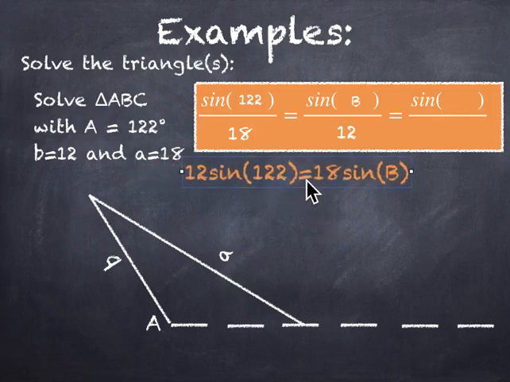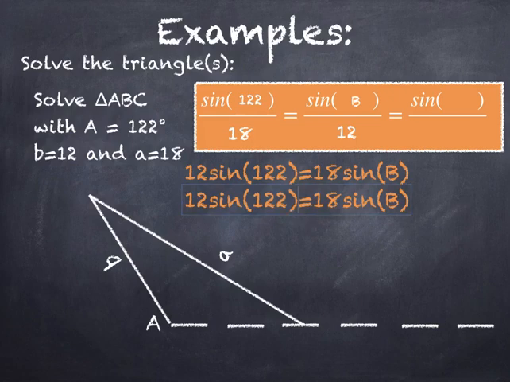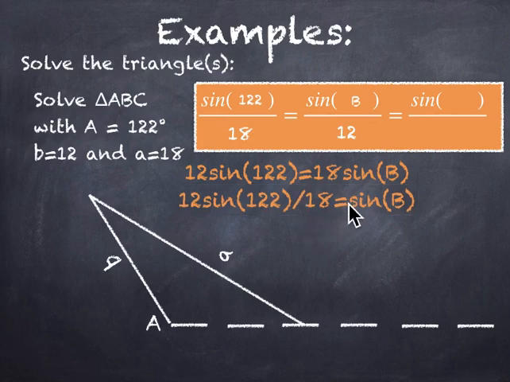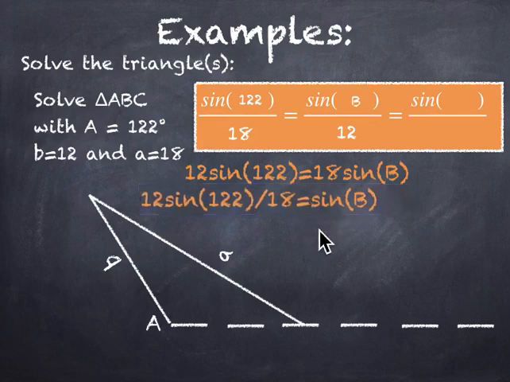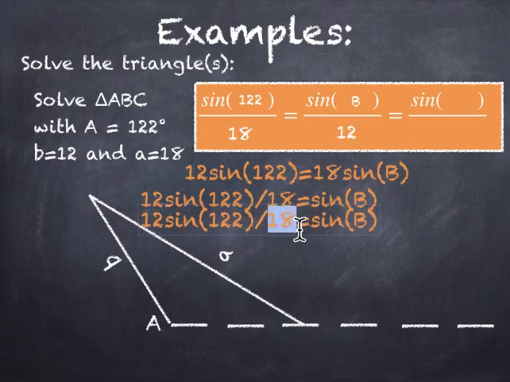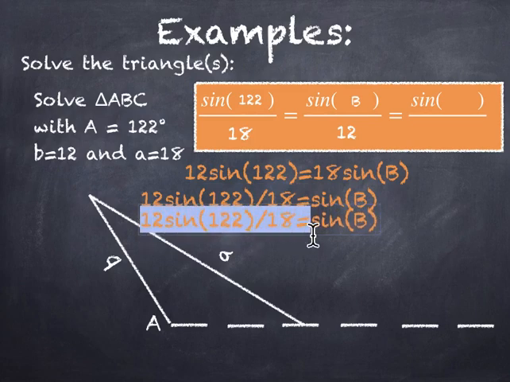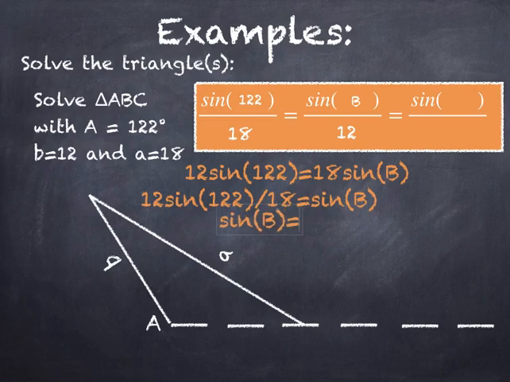To solve an equation like this, I want to get sine of B alone, and so I'm going to divide both sides by 18. 12 times the sine of 122 divided by 18 is equal to 0.565. So we know that sine of B is equal to 0.565.